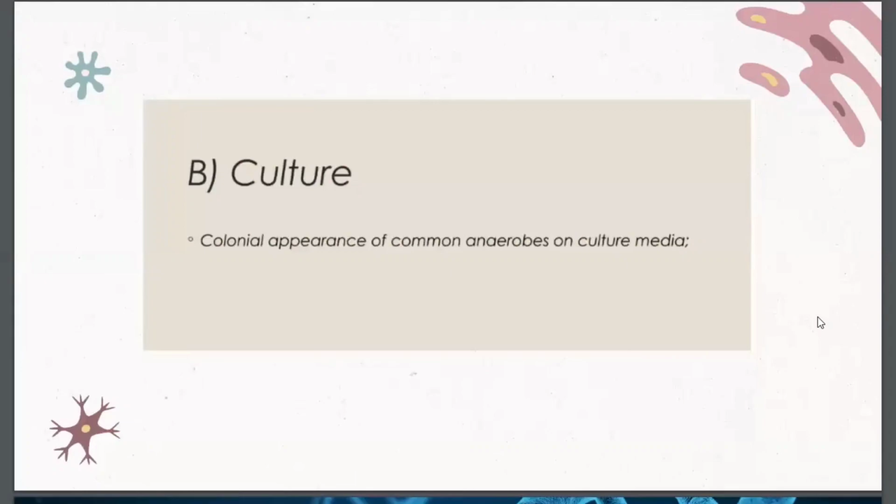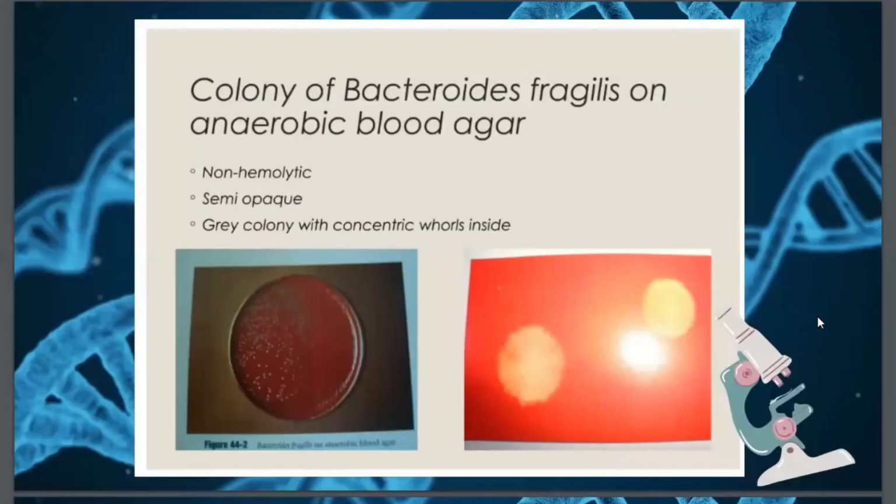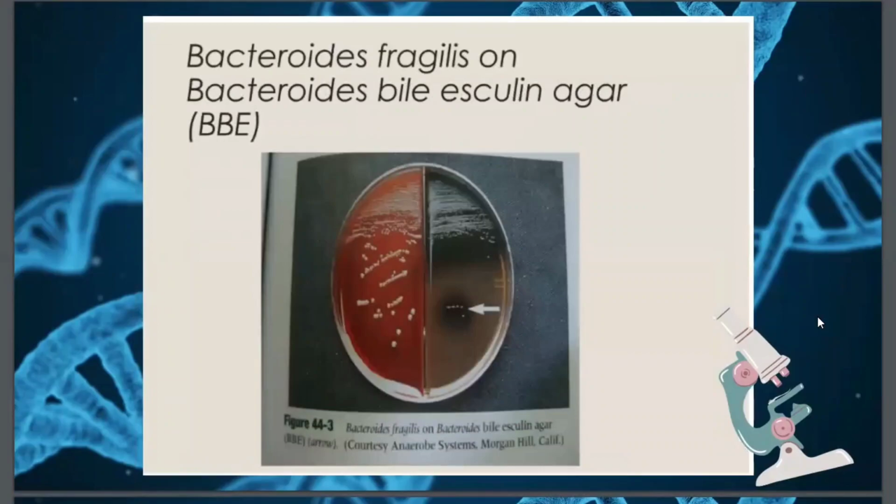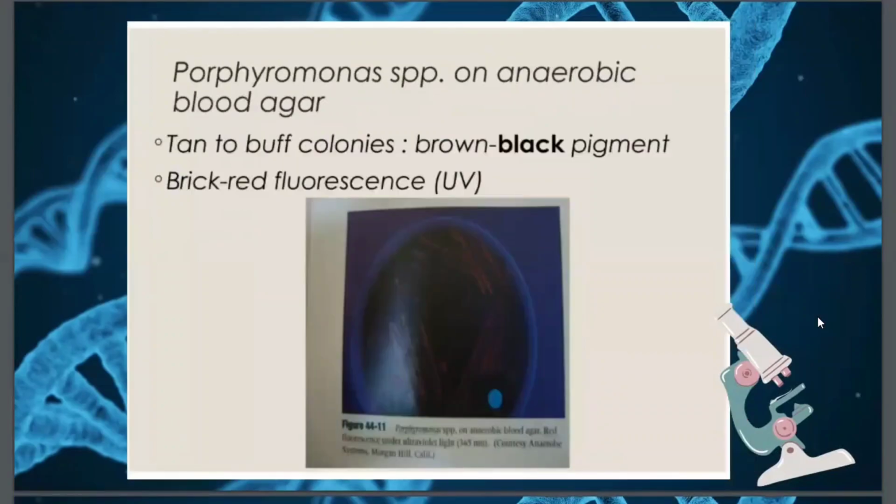Next is the culture. Colonial appearance of common anaerobes on culture media. First, this is a colony of Bacteroides fragilis on anaerobic blood agar. It is a non-hemolytic, gray colony with concentric whorls inside. And next is Bacteroides fragilis on Bacteroides bile esculin agar, or the BBE. There is also Porphyromonas species on anaerobic blood agar.